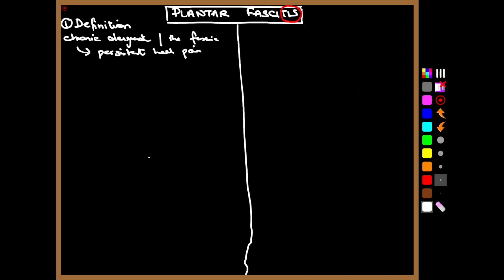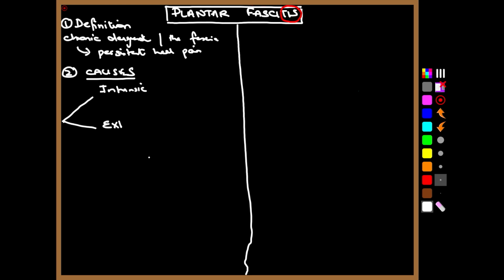So the definition, beginning off, is very simple: chronic degeneration of the fascia leading to persistent heel pain. Next up, it talks about the causes, and the NICE guidelines talk about the general causes, but we'll divide it off into two: the intrinsic causes and the extrinsic causes.